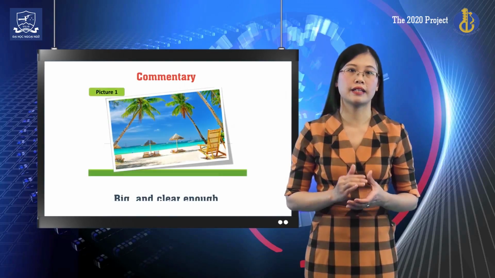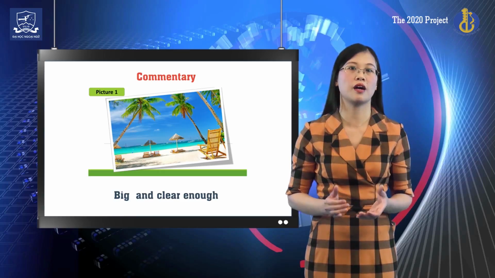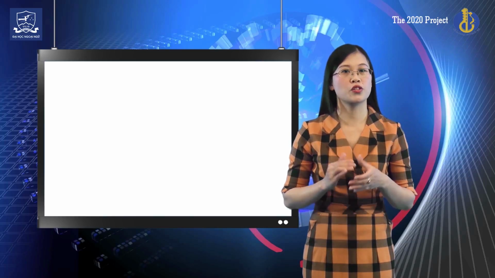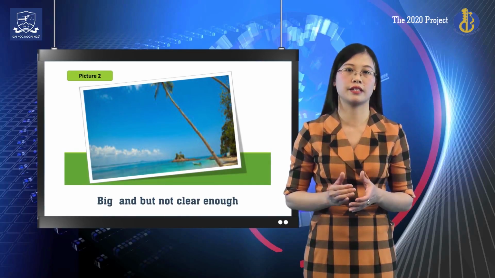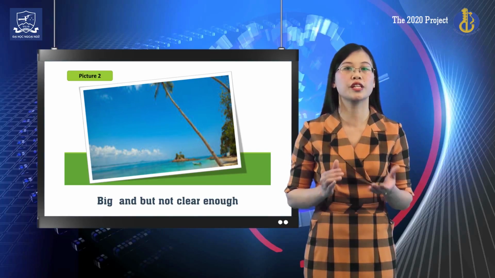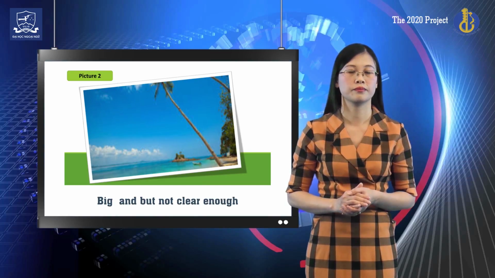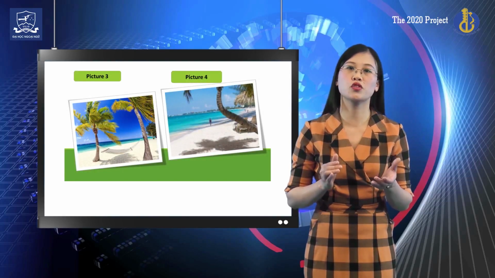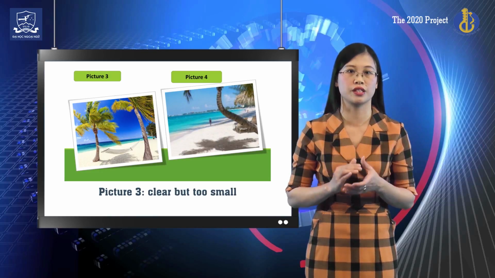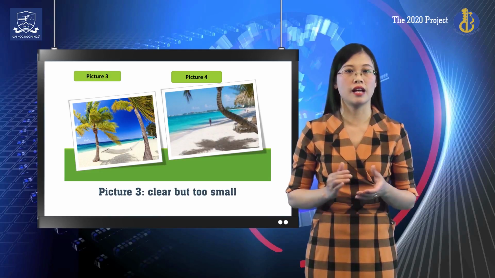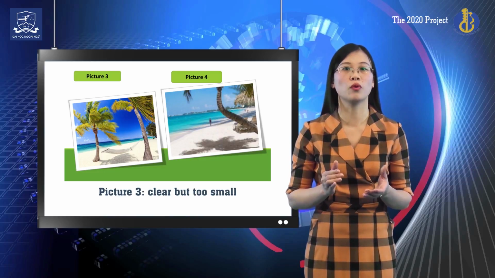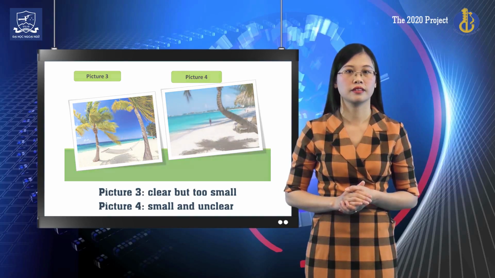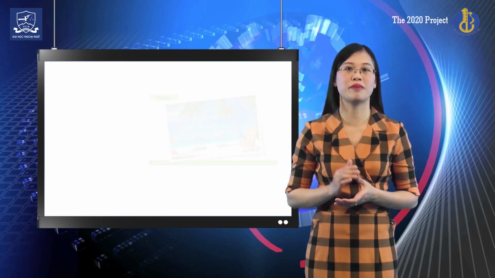Picture 1 is big and clear enough to be shown to the whole class of 30 students. Picture 2 is big but not clear enough for a class of 30 students to see the details in it. Picture 3 is clear but too small to be shown to a class of 30 students. And Picture 4 is not only small but also unclear to be shown to the whole class. And this is the best picture.